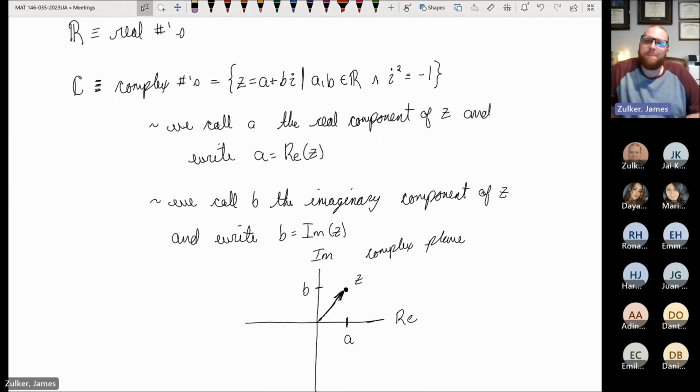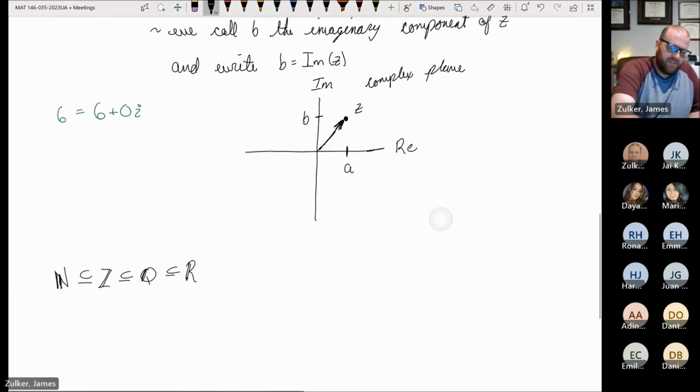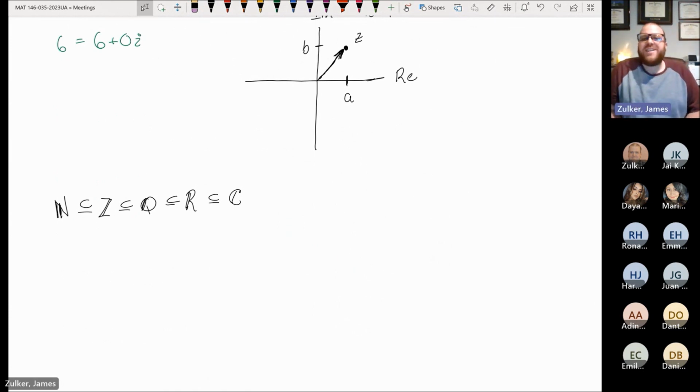Pick any real number. Is it complex? You say no. Give me a real number. Six. Can I write 6 as 6 plus 0i? And 0 is a real number, so it fits the definition of complex. So the reals are a subset of the complex numbers.